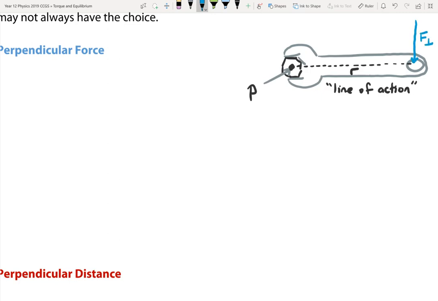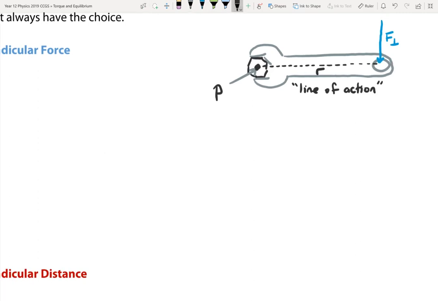Okay? And what we wish to have is the perpendicular component of the force, the component of the force perpendicular to the line of action.